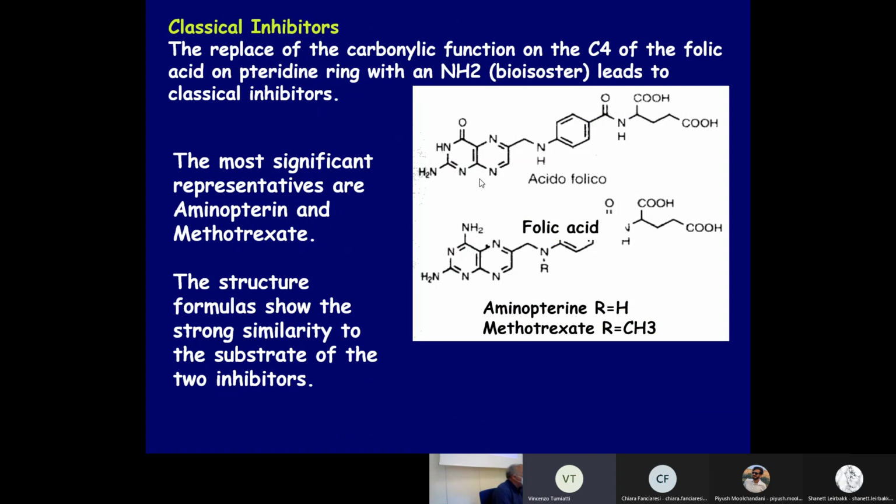Because folic acid is not protonated. This nitrogen atom of folic acid is not protonated because it is not so basic. While the substitution of the oxygen atom with an amino group increases the basicity of this nitrogen atom, and this nitrogen atom is protonated, so it has a positive charge and can interact with an aspartic residue with a minus charge. You have an additional ionic bond. Is it clear? Okay.